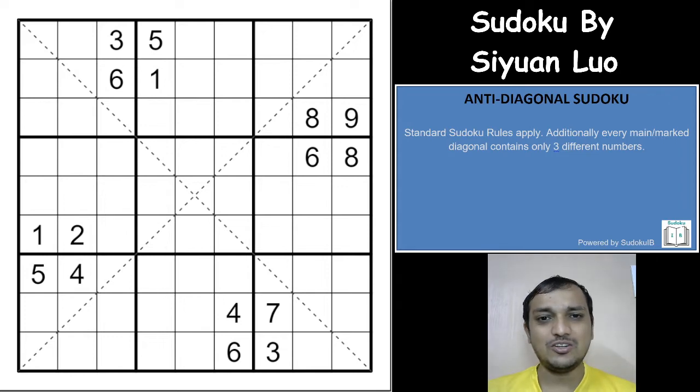Ashish here, and today I'll be covering a Sudoku variant called Anti-Diagonal Sudoku. Now this Sudoku was constructed by Siyuan Luo, and I really thank the author for giving me an opportunity to cover a video on our channel.